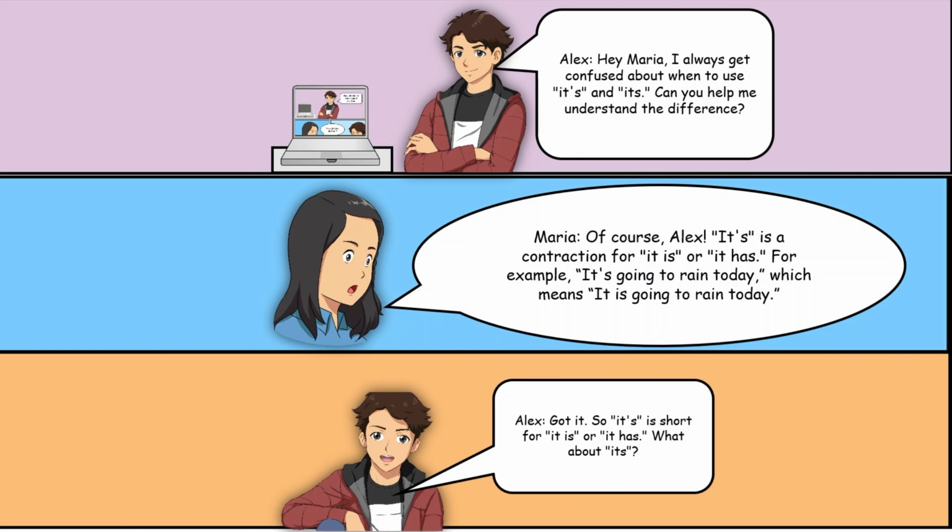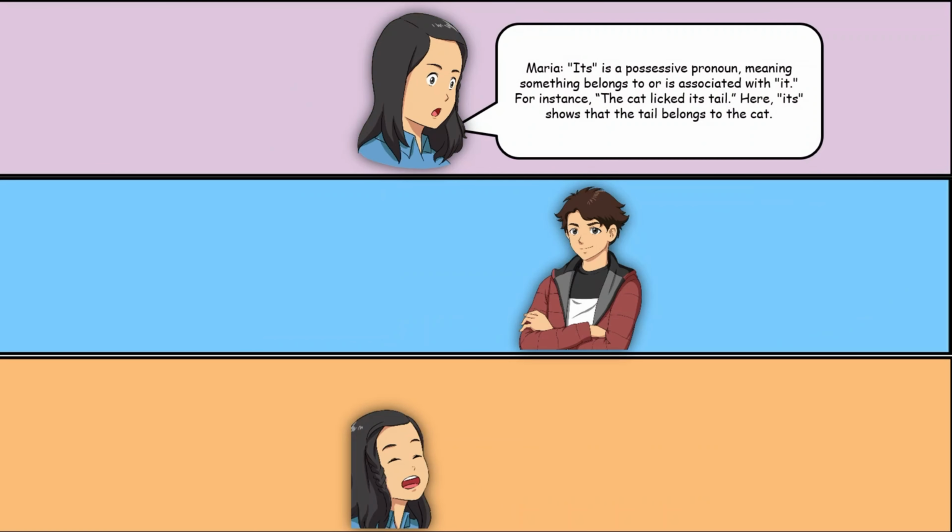What about IT without apostrophe s? Its is a possessive pronoun, meaning something belongs to or is associated with it. For instance, the cat licked its tail. Here, its shows that the tail belongs to the cat.